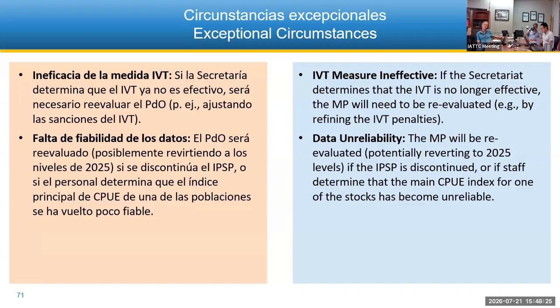So this is more related to the management measures being ineffective or unreliable data. And so the first one is if the IVT is deemed to not be effective anymore for a number of different reasons. Again, we would reevaluate. And this, as Alex mentioned, may actually just be reevaluating how the IVT is implemented, not necessarily reevaluating the assessments or the data or anything like that, right?